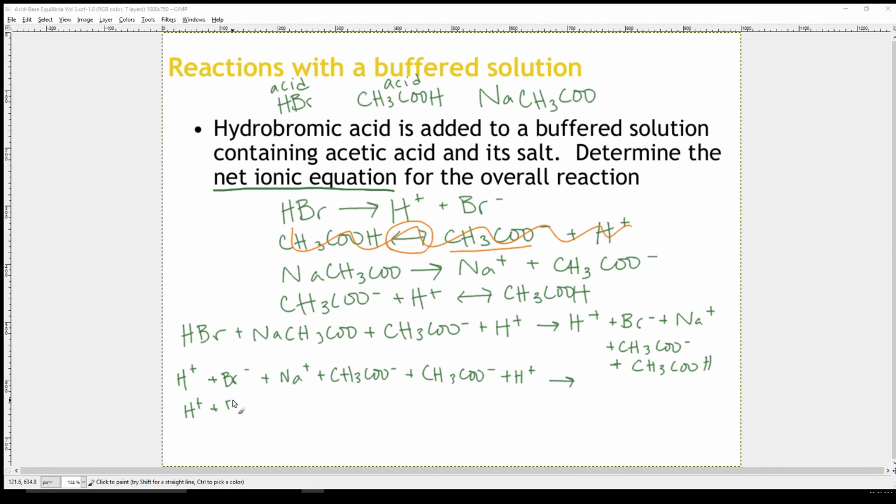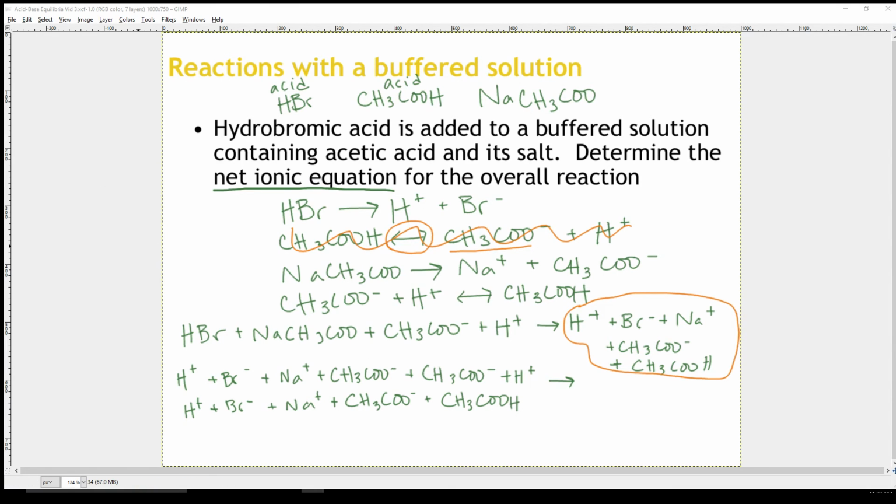H plus Br minus. This is from my reactant side. Over here, I'll circle it. Right now I'm drawing this one. I just ran out of space, so I'm writing it underneath. Plus CH3COO minus. Now I'm not going to break apart this acetic acid because it is weak, so it does not get broken into its ions.